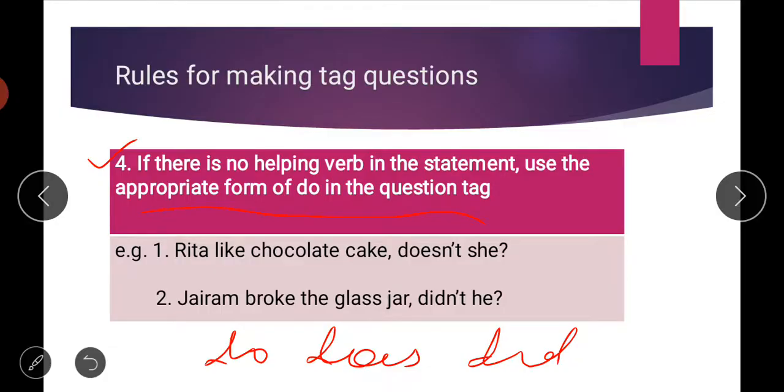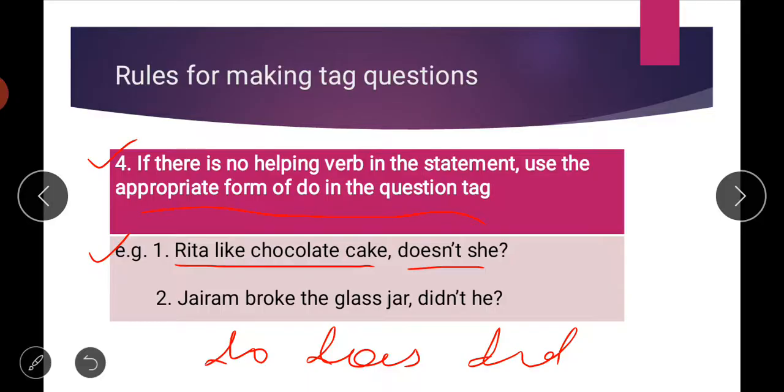So the first one is Rita likes chocolate cake, doesn't she? If you look at the statement, be careful students, there is no helping verb in this statement. This is present, because the first form of the verb is used. Like is the first form of the verb, so we are talking about present. So we will simply use the word does, doesn't she.